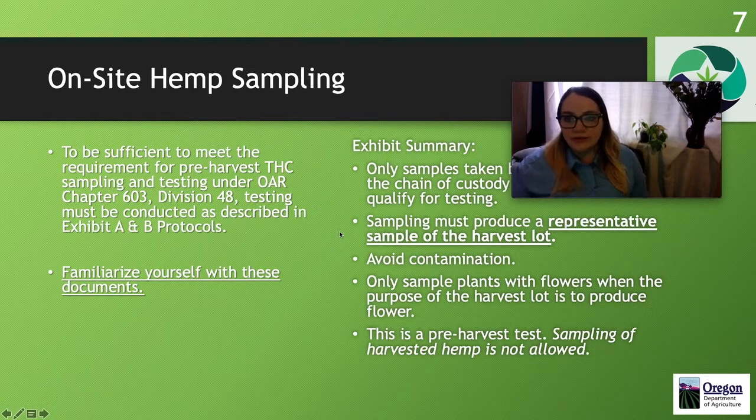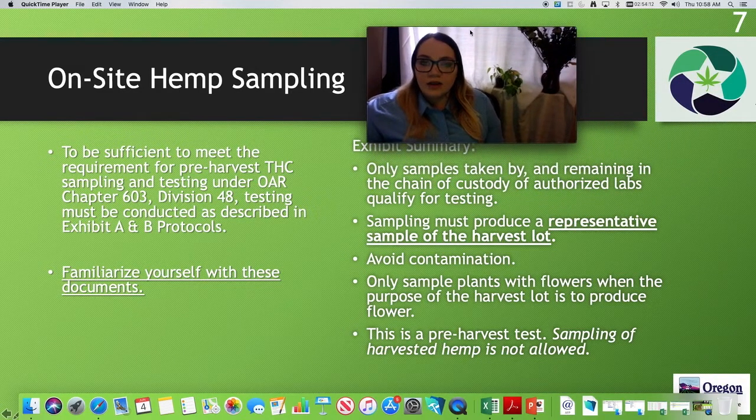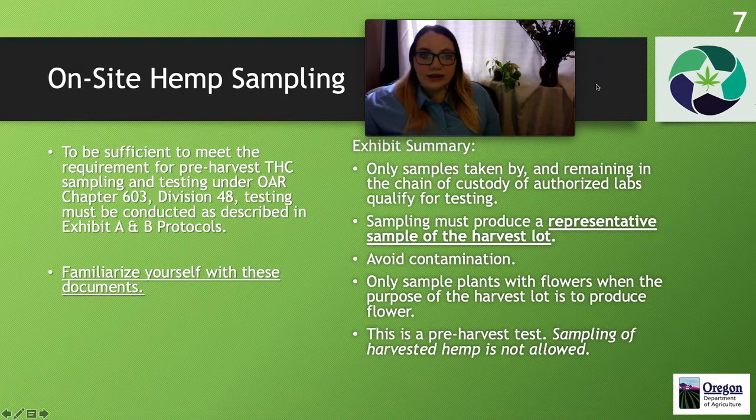So let's get into a little bit of the hemp sampling portion. To be sufficient to meet the requirement for pre-harvest THC sampling and testing, testing must be conducted as described in Exhibit A and B protocols. All of the forms that I'm mentioning are available on our website. Please take a really good look at Exhibit A and Exhibit B. These are in particular the protocols and techniques that you need to be using out in the field and in the lab. I really need you to familiarize yourself with these.